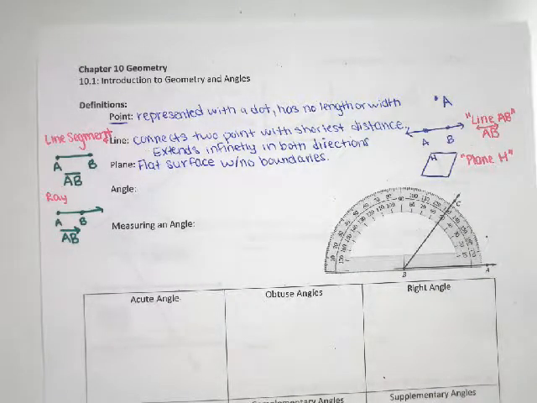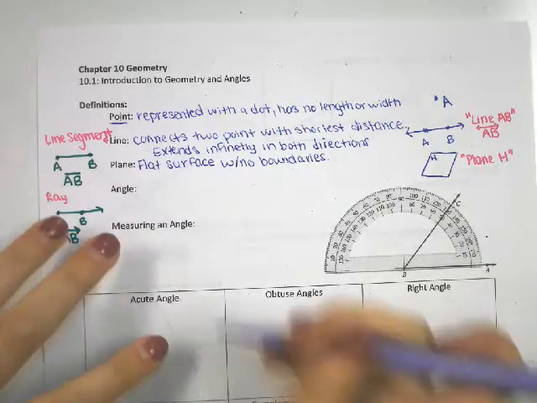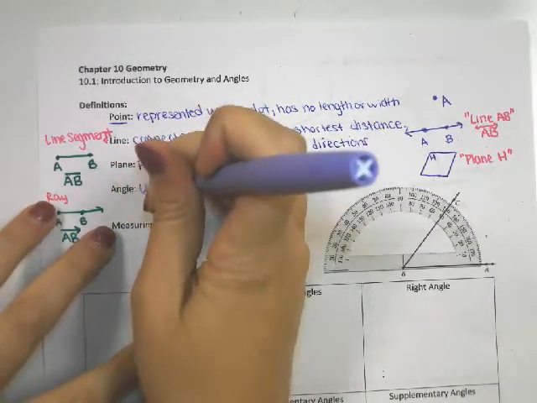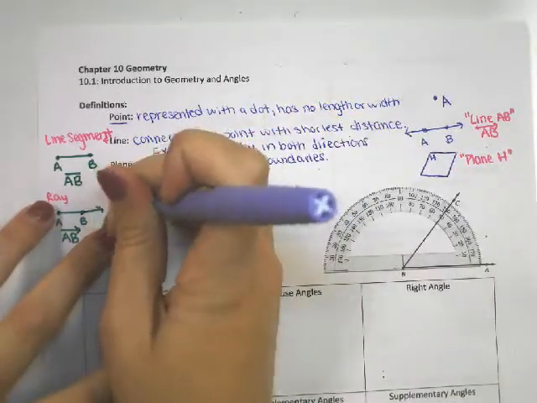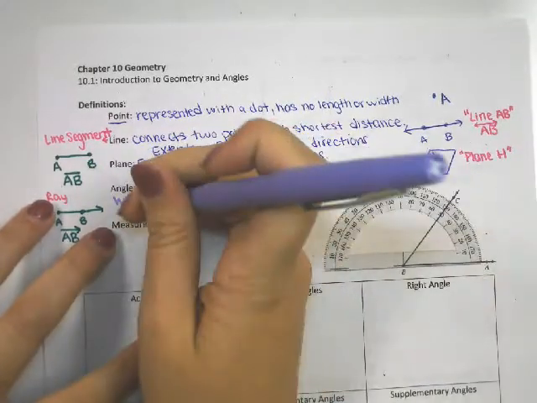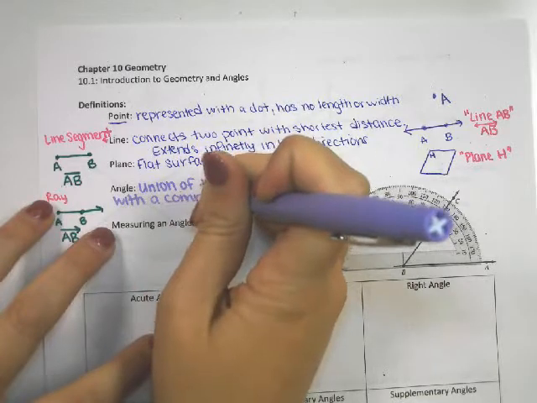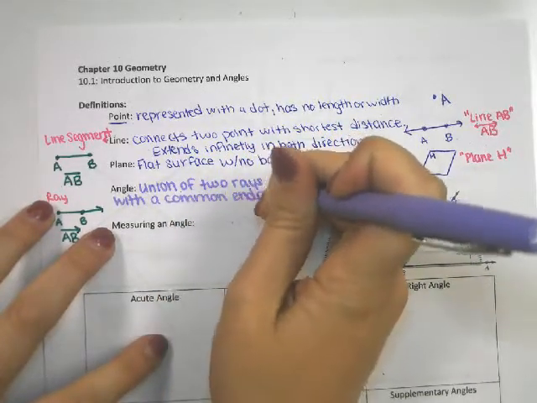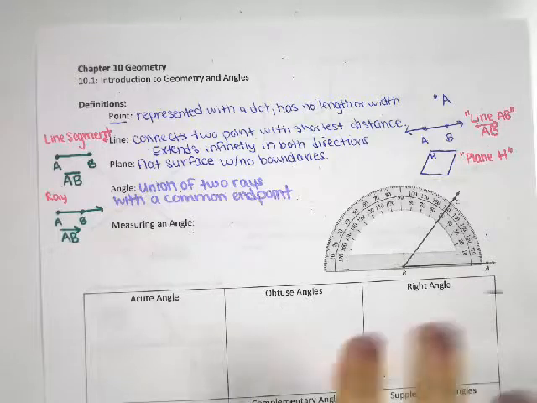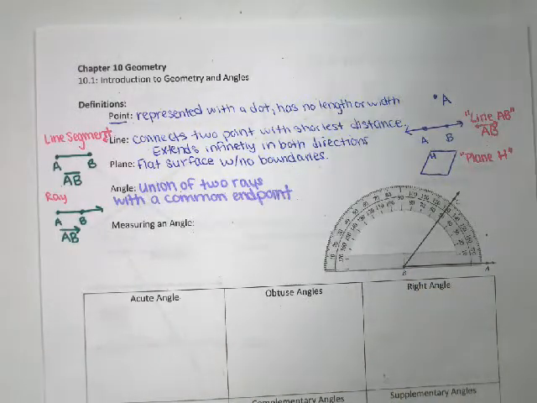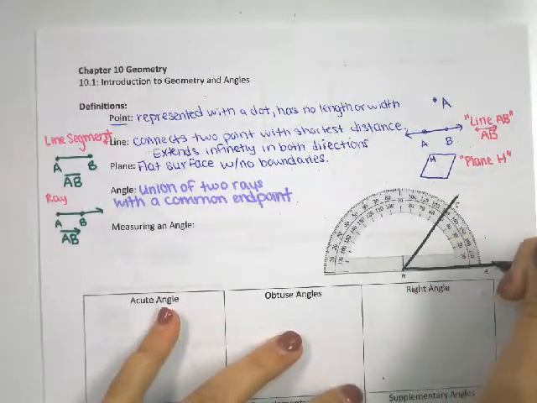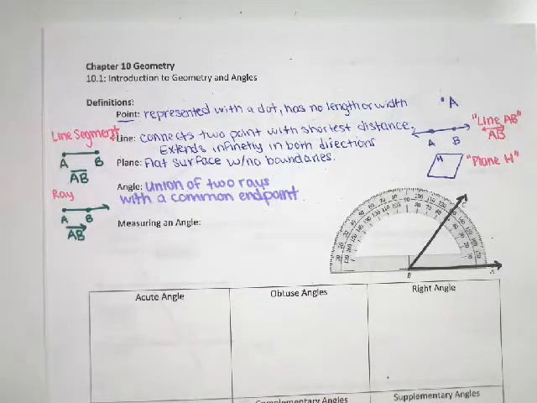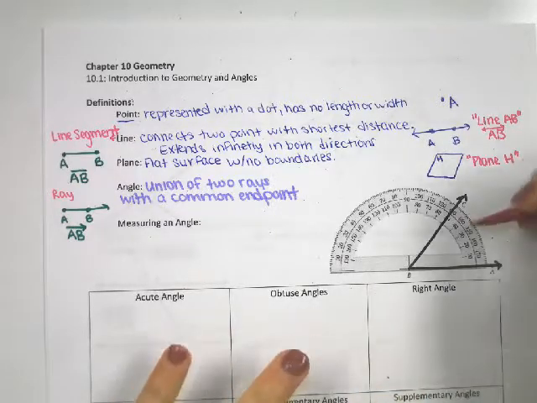Next we have angles. And angles are a very key point in geometry. An angle is going to be a union of 2 rays with a common endpoint. And this little picture over here shows an angle. So we have this angle ABC, like this. And it shows a protractor, which is how we measure angles. You won't have to use a protractor in here, but it does show how we measure an angle.